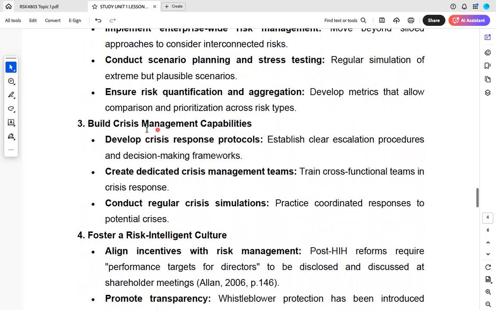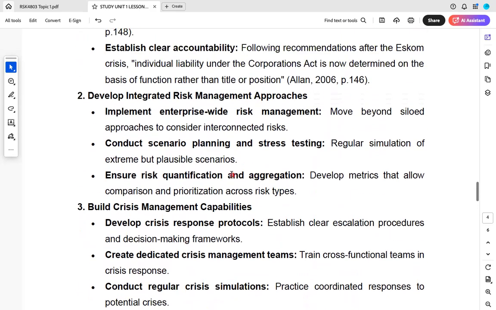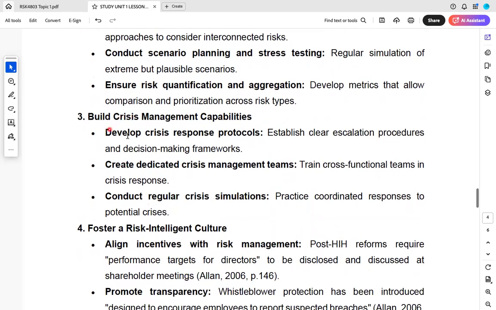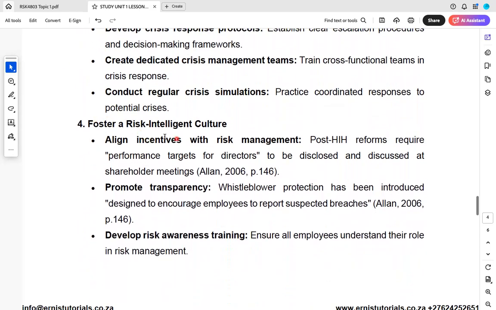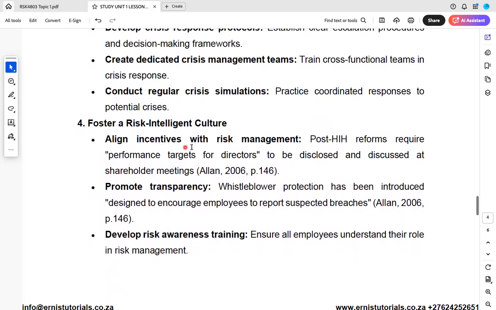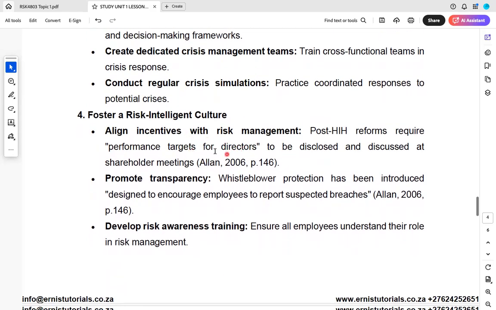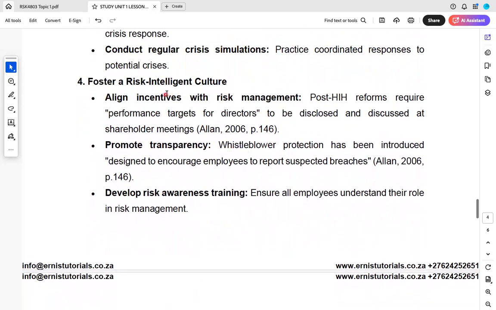You also need to build crisis management capabilities, such as developing risk response protocols, creating dedicated crisis management teams, conducting regular crisis simulations. A lot of these concepts are also talked about in the RSK4801 module. You also need to foster a risk intelligent culture. This is talked about in Allen for the HRH scandal, whereby certain reforms require performance targets for directors to be disclosed and discussed at shareholder meetings, such that that executive perspective of just focusing on profits isn't considered above a risk management perspective.